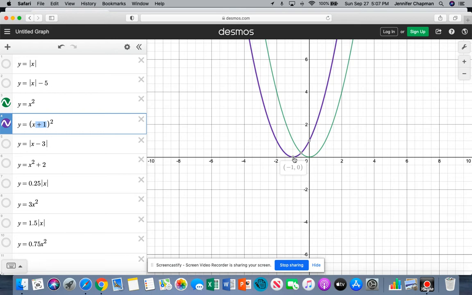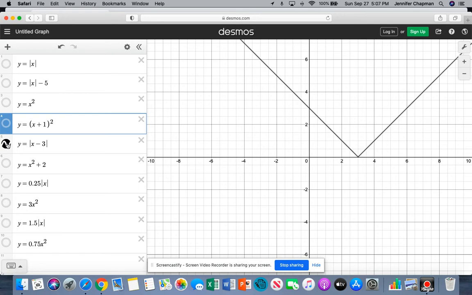Domain, still all real numbers. That parabola goes up and to the left forever, up and to the right forever. So left and right forever, all real numbers, any number you want. And then the range didn't change either. The range is still any value greater than or equal to 0, because again, that function didn't move up or down. It still lives above that line, y equals 0. Everything's above that.